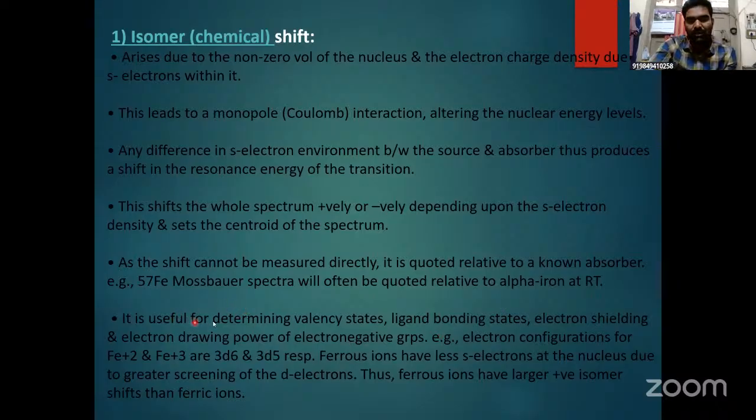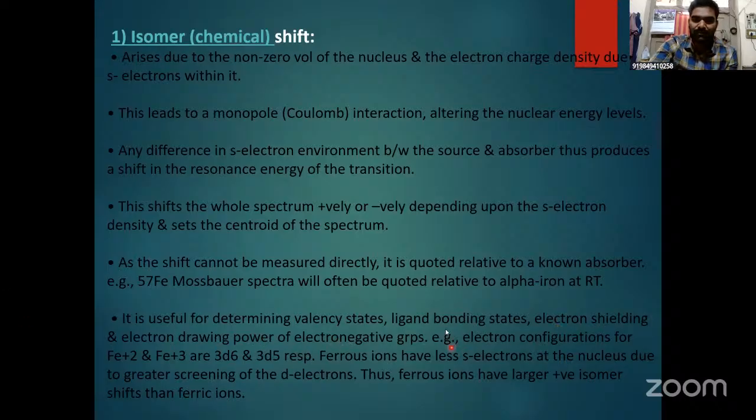It is useful for determining valence states. So this chemical shift, or isomer shift, is useful for determining the valence states, ligand bonding states, electron shielding, and electron drawing power of electronegative groups. So it can be useful for what? It can be useful for valence states, ligand bonding states, electron shielding, and electron drawing power for electronegative groups.